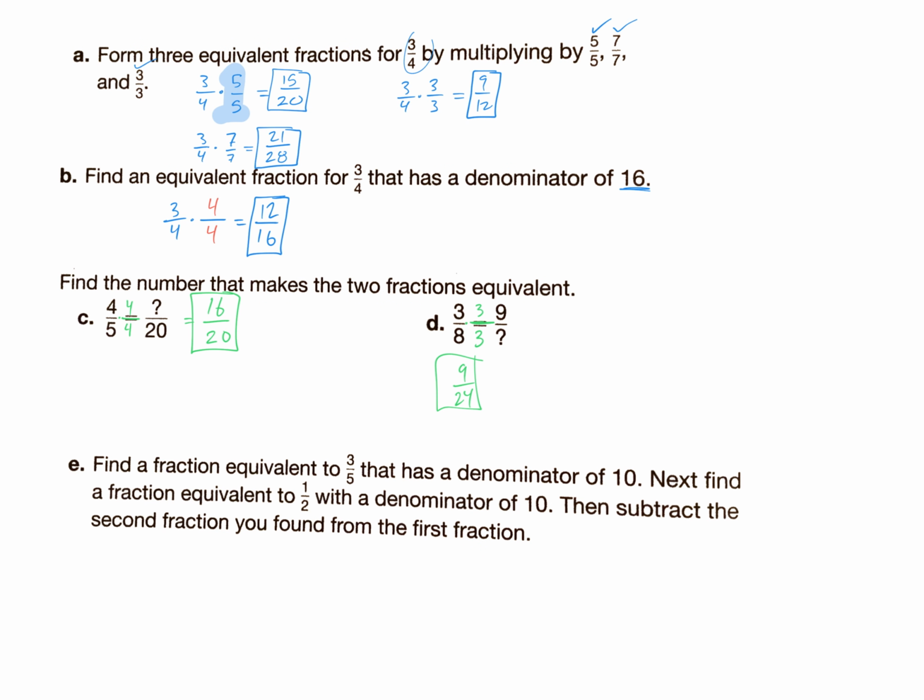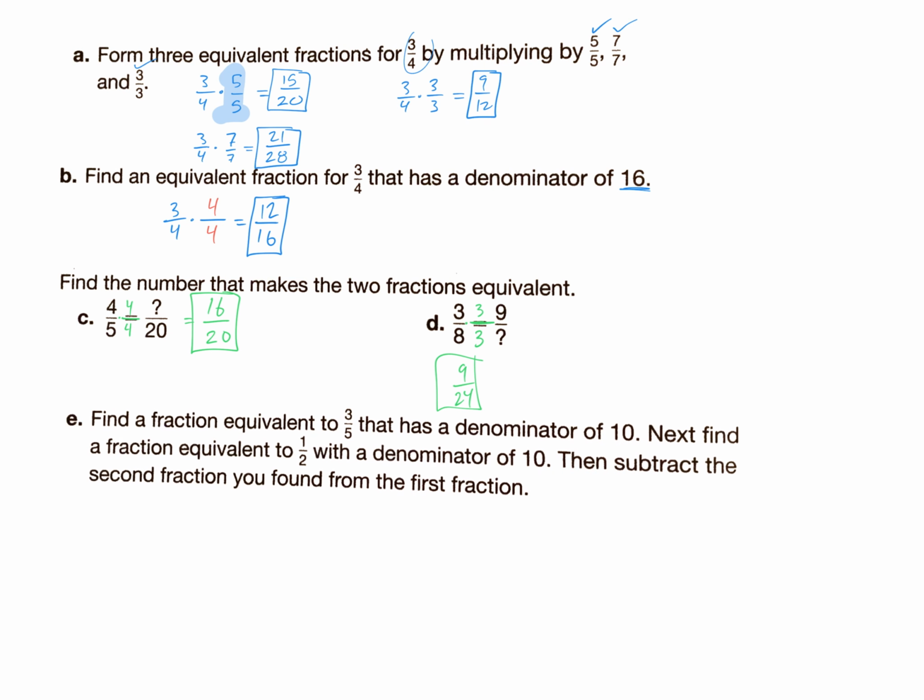Okay. Now part E says find a fraction equivalent to 3/5 that has a denominator of 10. Let's go ahead and do that. So I'm going to say 3/5, multiply it by something, and I want the denominator to be 10. So I'm going to think, 5 times what will give me 10? 5 times 2 will give me 10. I'll put the same thing on the top and the bottom. So 3 times 2 on the top is 6. So 3 over 5 is the same thing as 6 over 10.